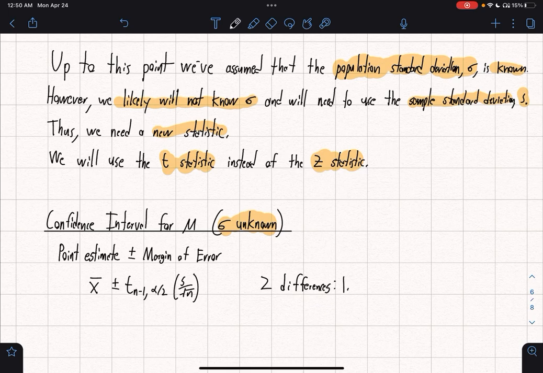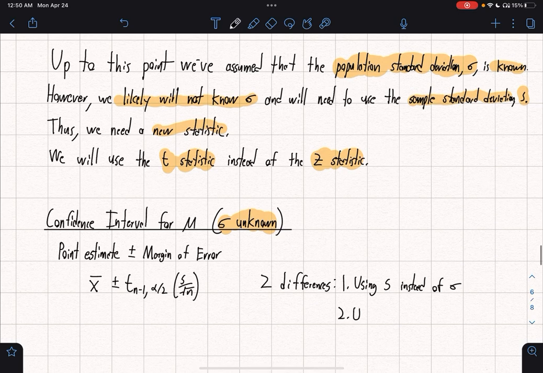One is that we are using s instead of sigma. And the second difference is that we are using t instead of z.